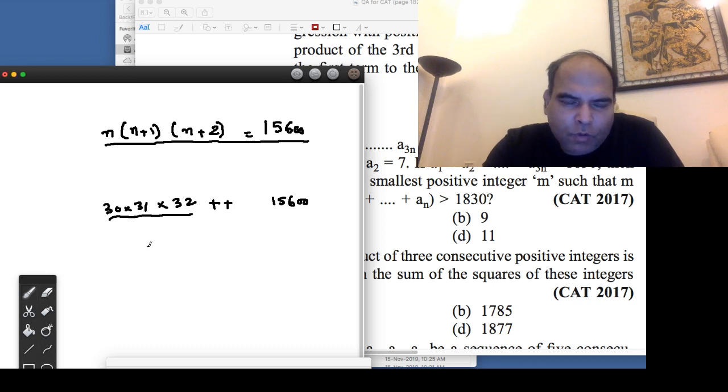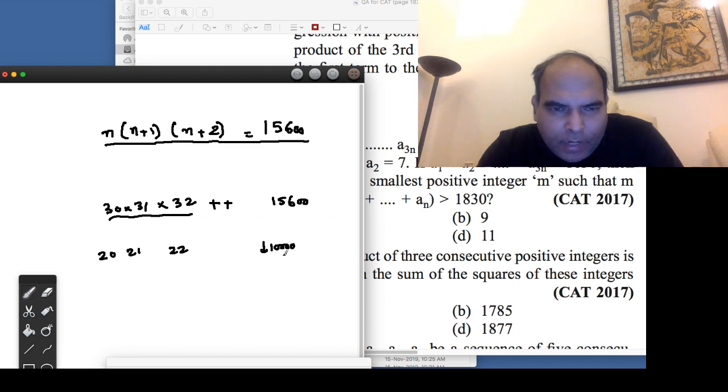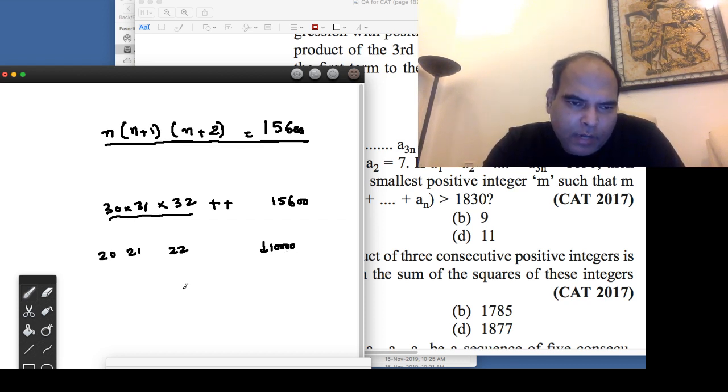Instead of this, if I go to 20, 21, 22, you can see that this is below 10,000. So our answer is going to be somewhere in the range of n above 20 and n below 30, right?